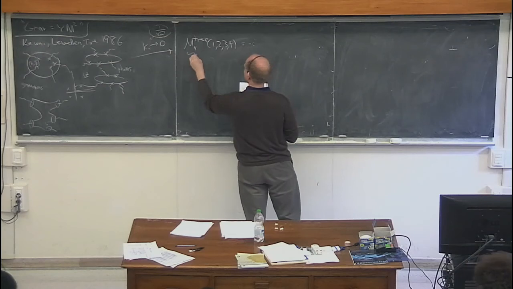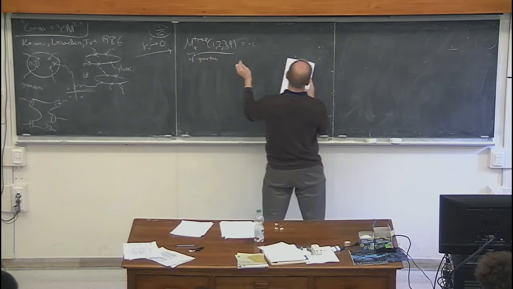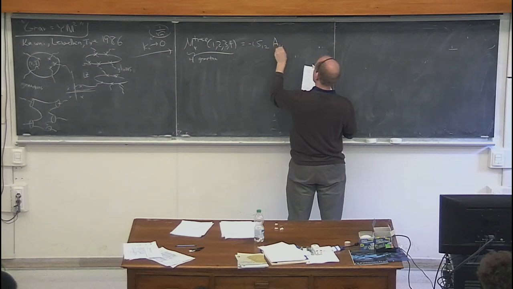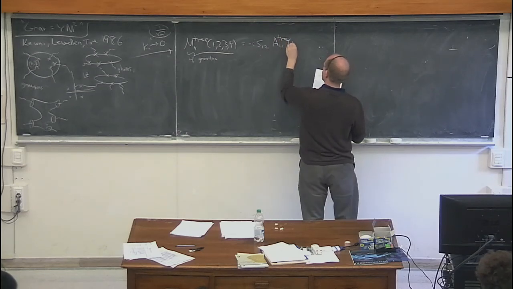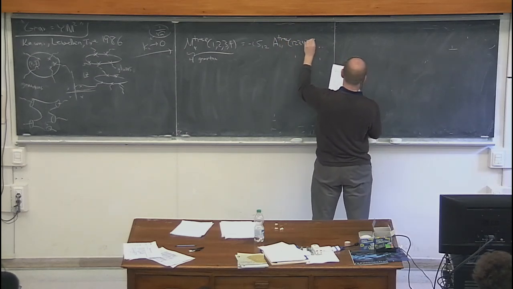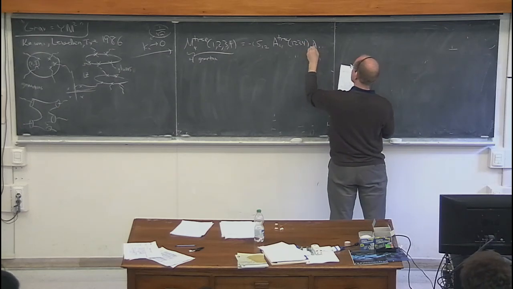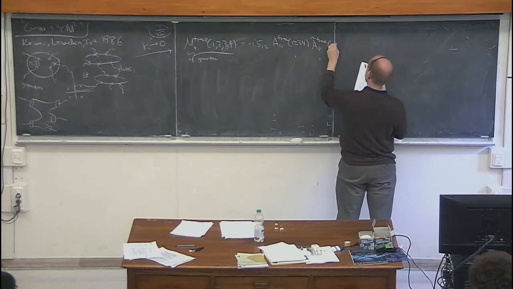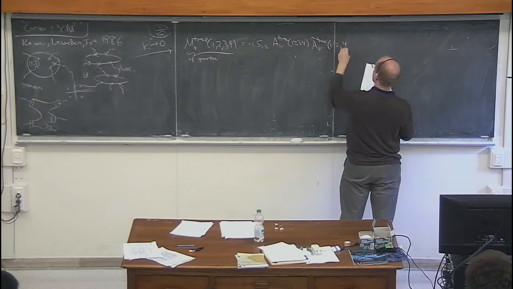And you get S12, A4, tree, 1, 2, 3, 4. And then here you get A4, tree. Maybe I should put a tilde on it because it's now permuted around. And these are both gluon amplitudes.